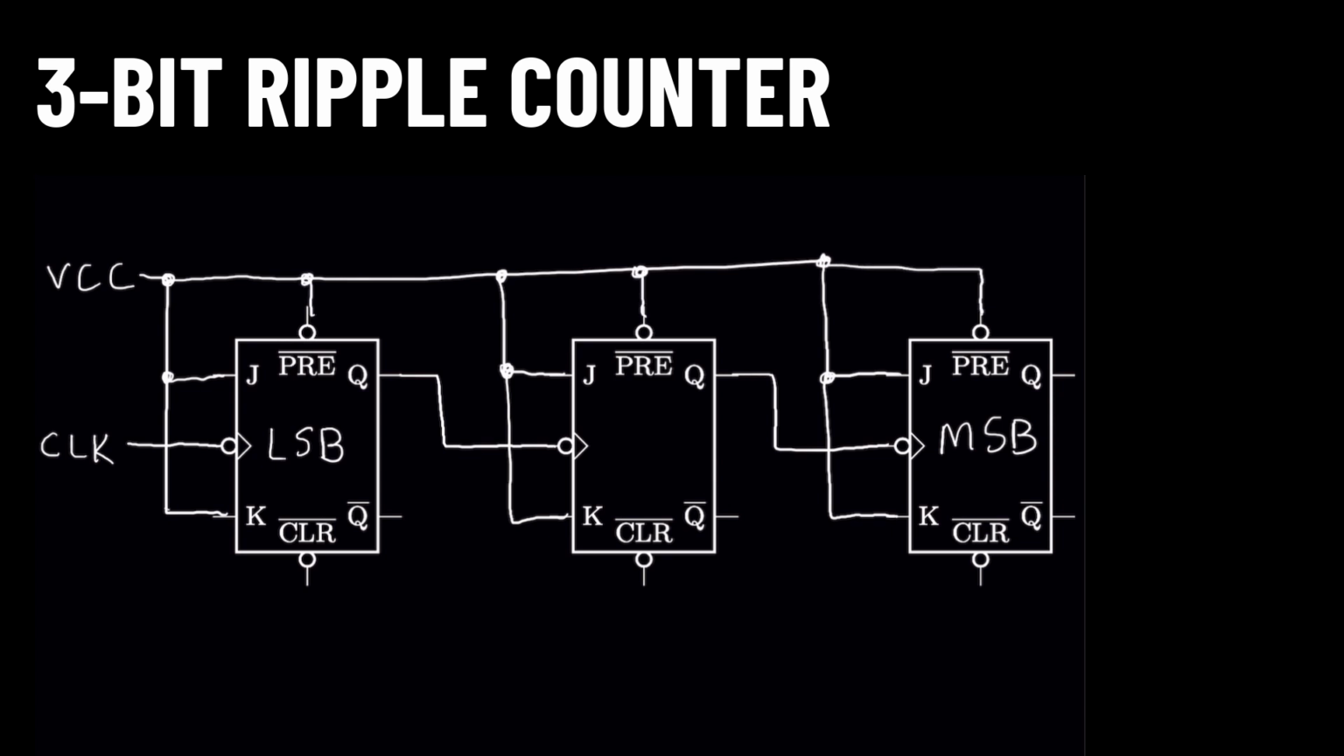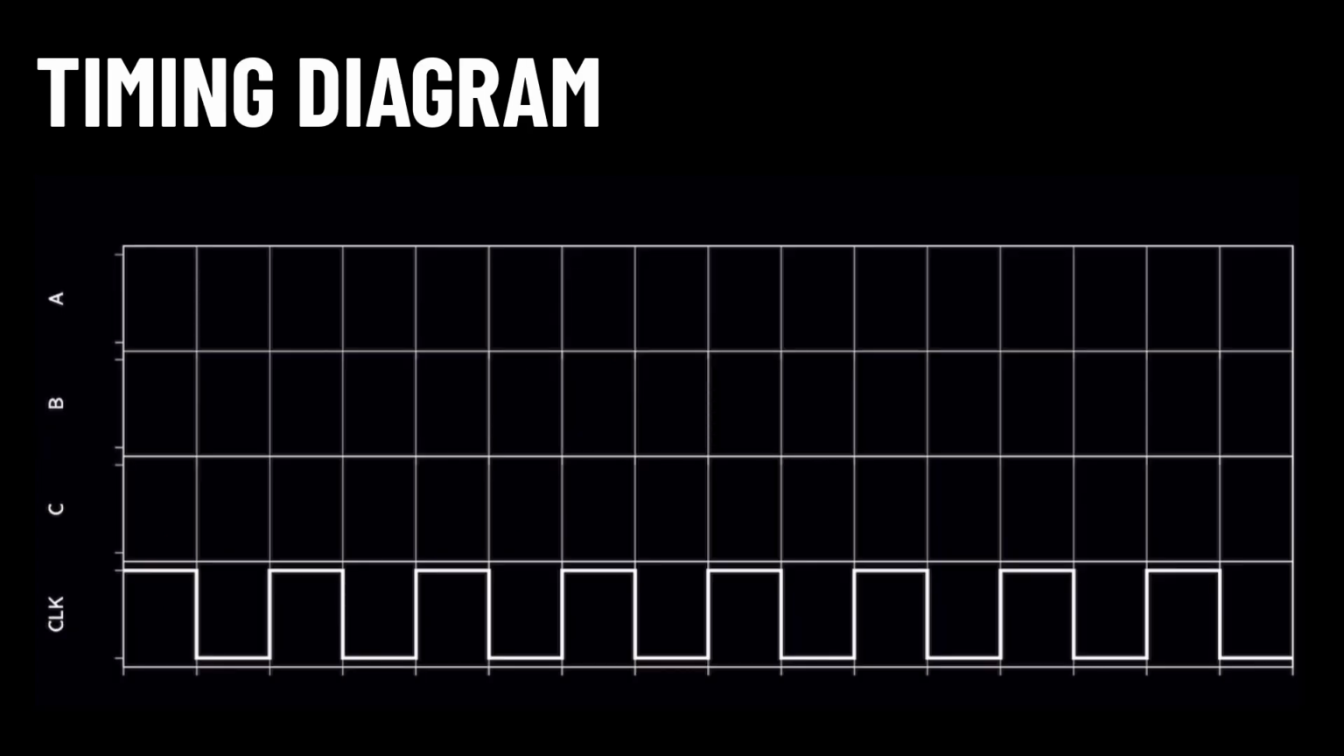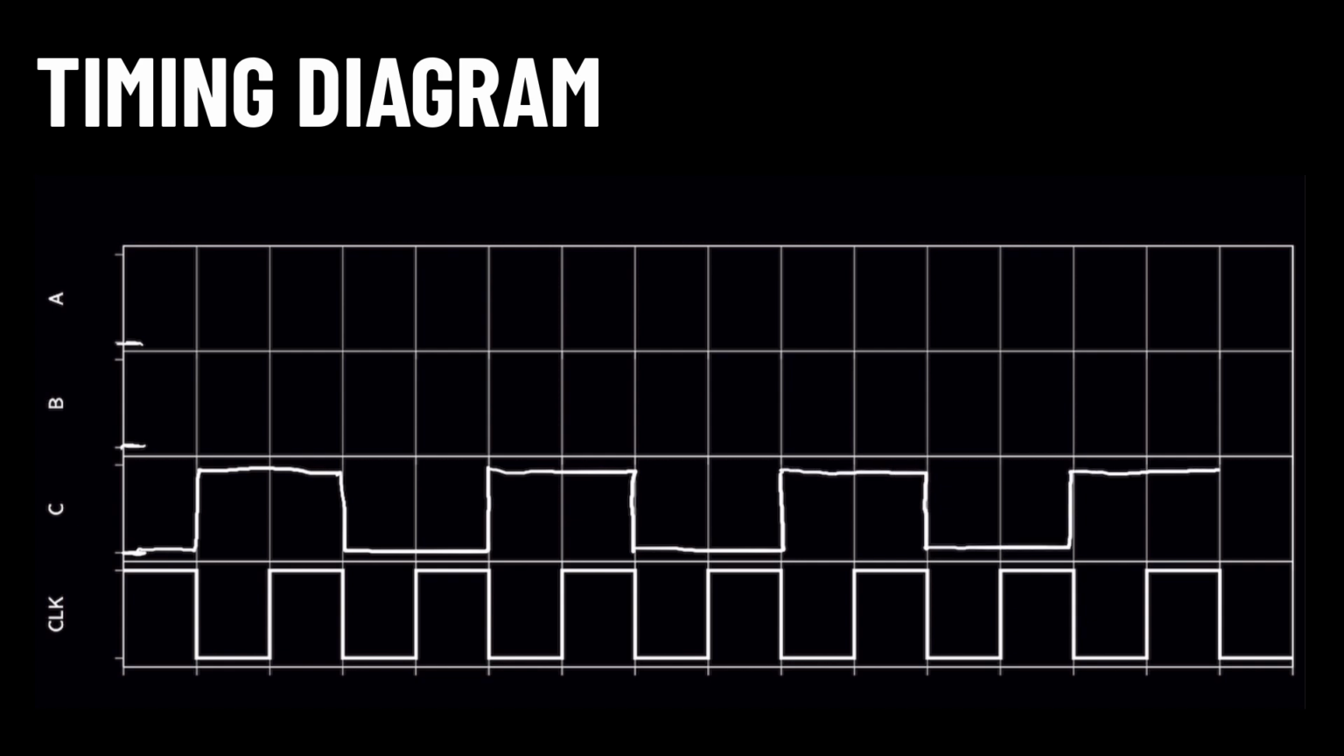For this particular circuit, as we have no need to asynchronously preset or clear any of the flip-flops, we can deassert those pins. We can analyze a timing diagram to see how this works. Let's assume that all of the flip-flops initialize with a value of 0. On the first falling edge of the clock, the LSB flip-flop, C, will toggle. Then it toggles again on each subsequent falling edge. Toggle, toggle, toggle, and so on.